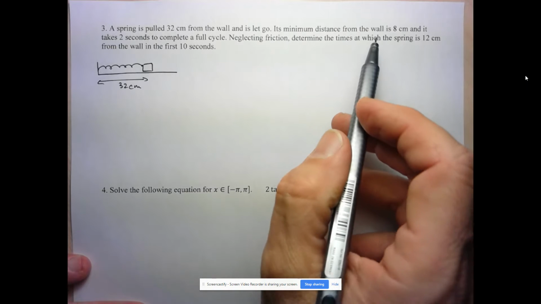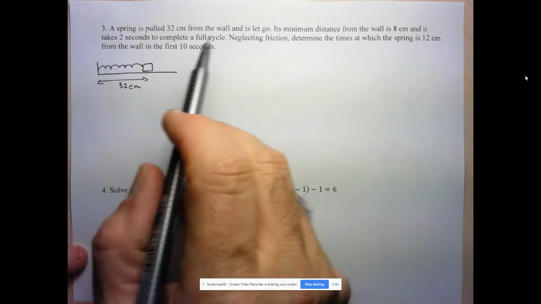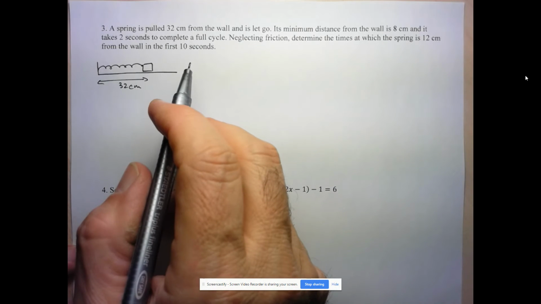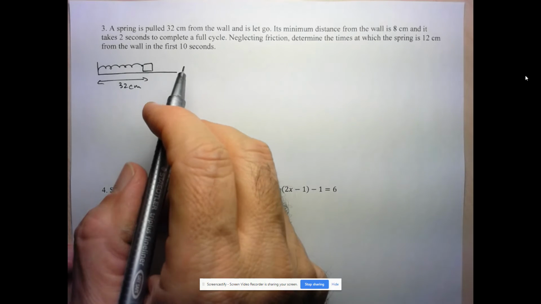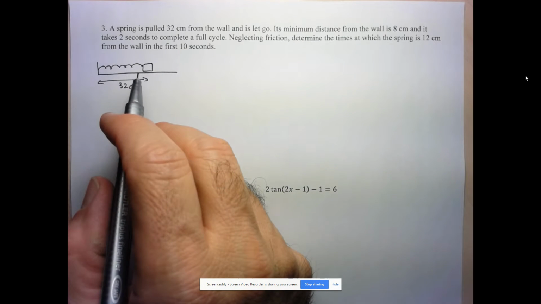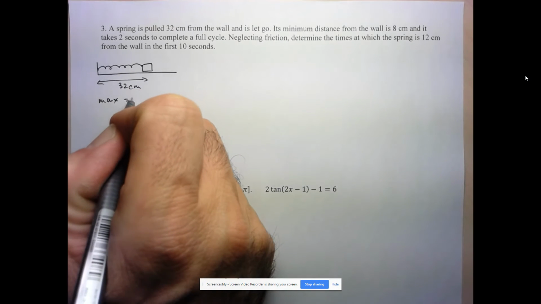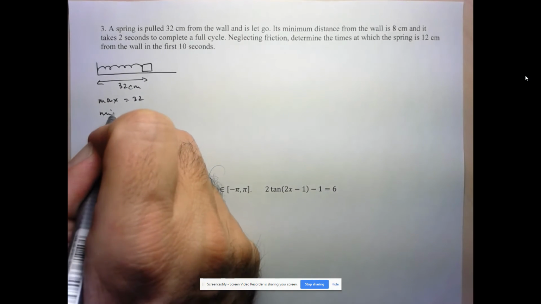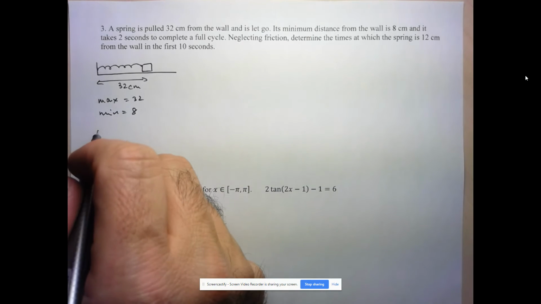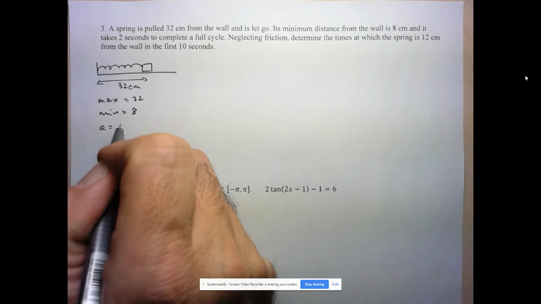It tells us that the minimum distance to the wall is going to be 8 centimeters, and it takes 2 seconds to complete one full cycle. So we have all the information that we need to set up a model for this scenario. Our maximum extension is 32. Our minimum is 8, and so from here I can determine my A value.